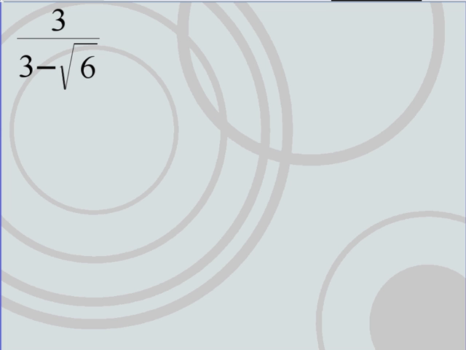Okay, moving on. What if you're given a binomial on bottom? 3 minus root 6. If you try to multiply this by root 6, you're in this endless loop, okay? You'll never get out of it. If you multiply this by root 6, well, you're going to have to distribute. You've got 2 terms on bottom. This would turn into 3 times root 6 minus 6. So you still got another root 6.